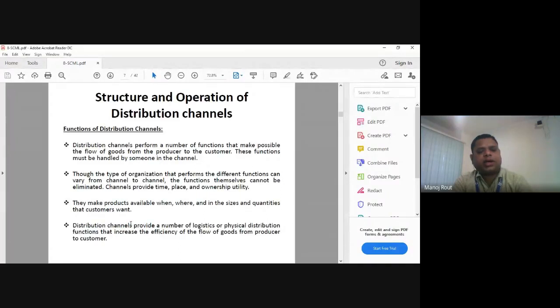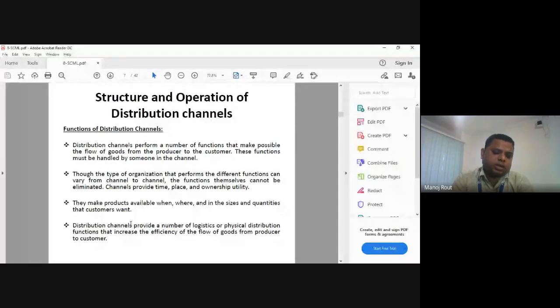The channel provides time, place, and ownership utilities. As far as the company objective is concerned, the distribution channel network varies from company to company, and their policies are different. According to that policy, the distribution channel provides time, place, and ownership. For example, in case of time, when demand is at its peak, you have to coordinate better between the marketing and the distribution network designed by the company itself.